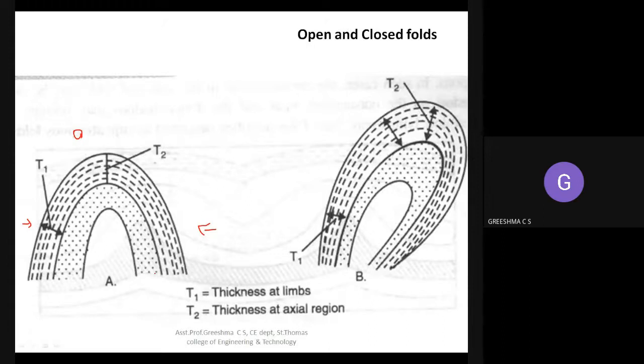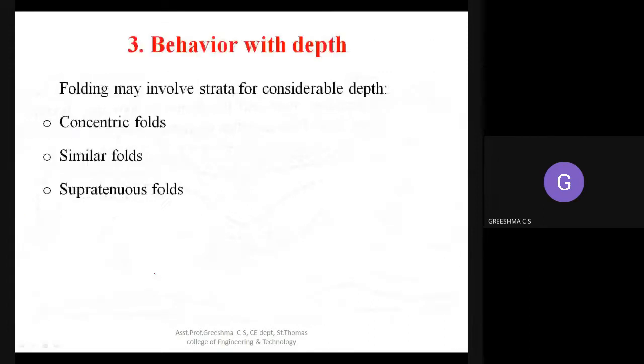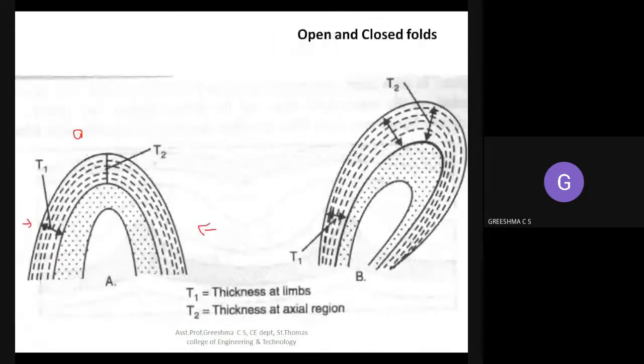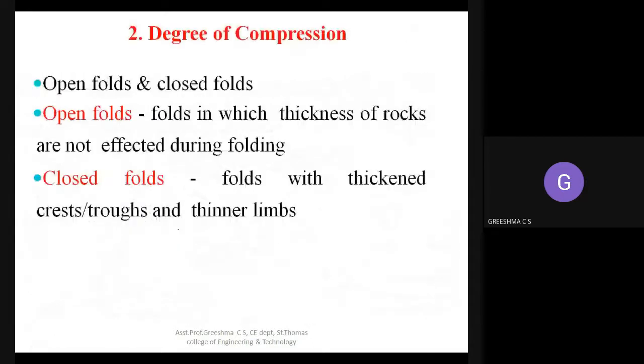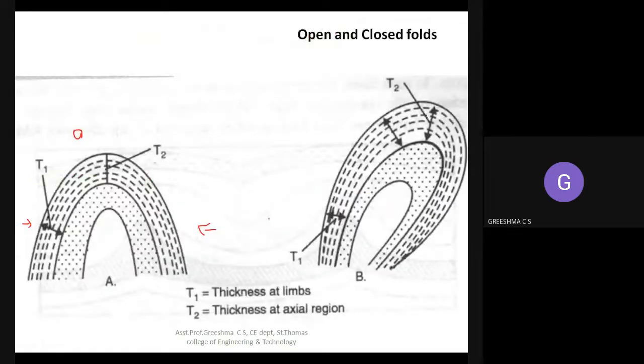Coming to the second one, that is closed folds. You can see a fold with a thickened crest and trough and thinner limbs. That is when some excessive pressure is applied. You can see here like this. If the excessive pressure is applied, the shape will be like this.